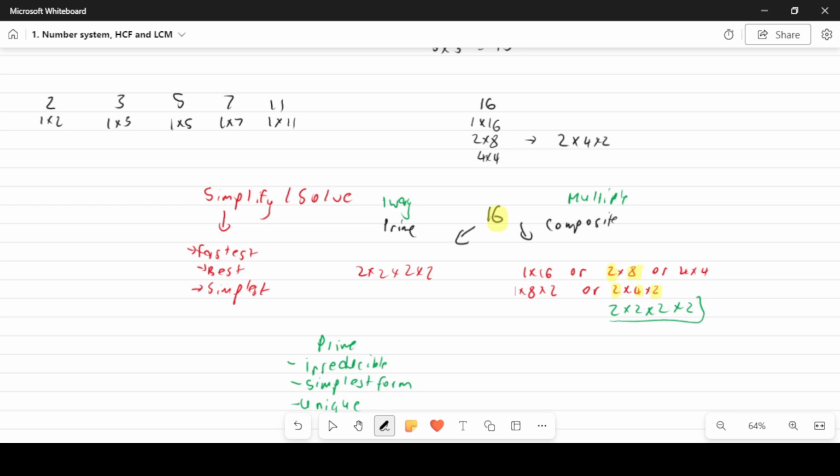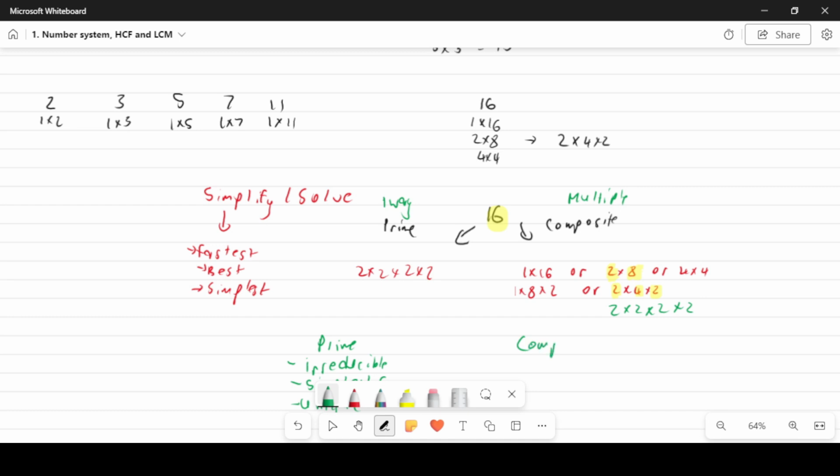You cannot reduce this further because each number here is a prime number, and by definition, prime numbers can only be represented as a product of two numbers, one and itself. So therefore, what I'm saying is that if you're using prime numbers to represent a number, then you can rest assured that that product is in its simplest form. Okay?